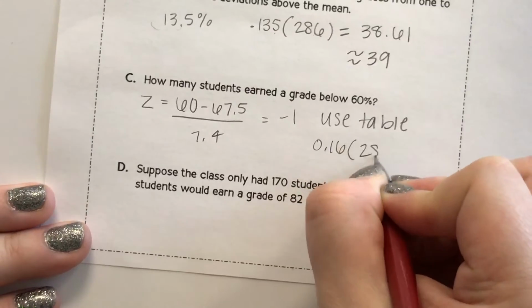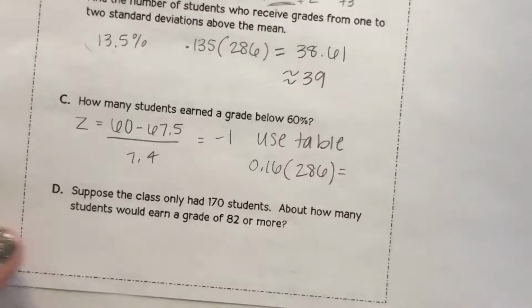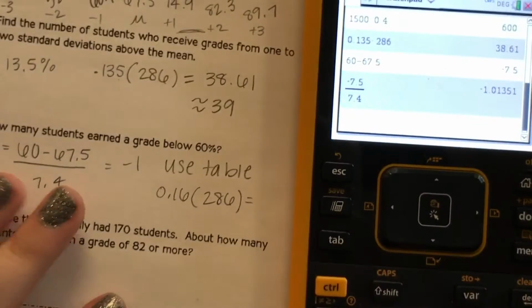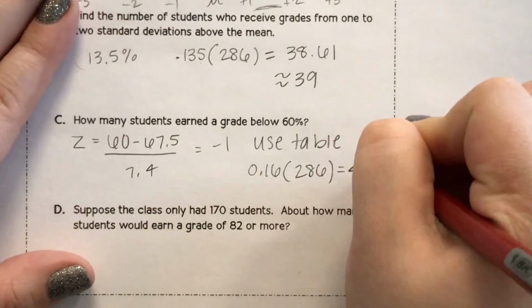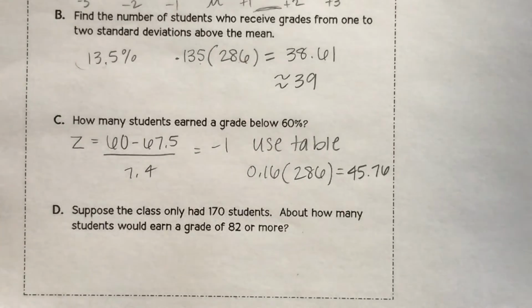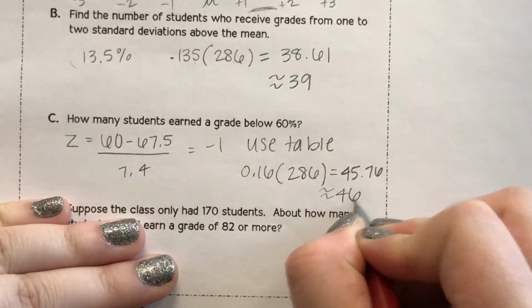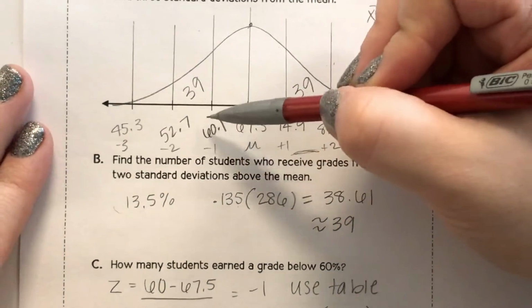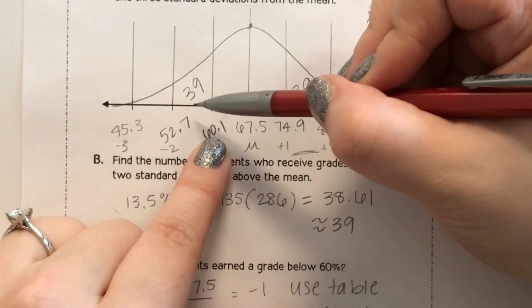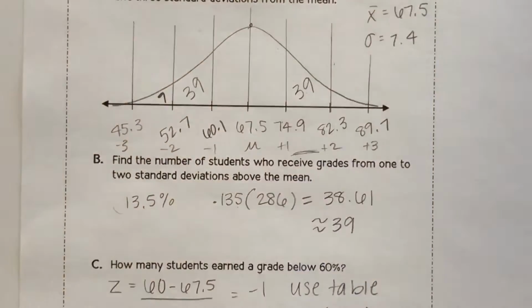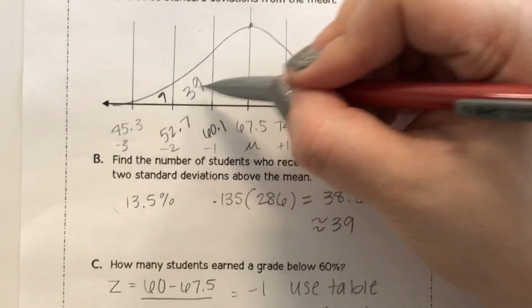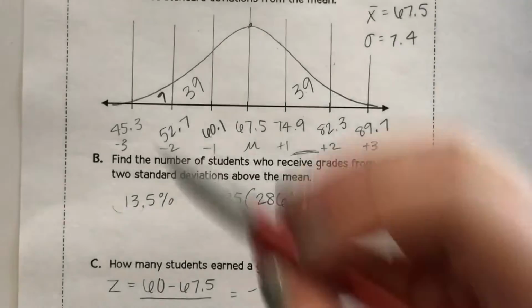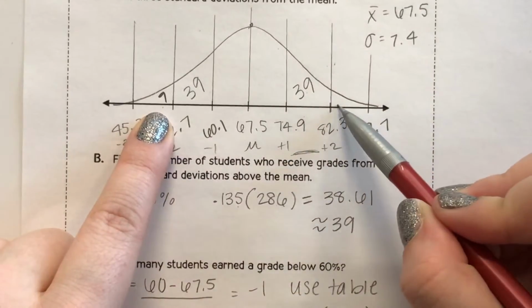We want 16% of 286 students, so 0.16 times 286, 45.76. So that's approximately 46 students, so we'll say approximately 46 are below negative 1, but we know that 39 are here below negative 1, which leaves 7 over here. Because we know a total of 46 are below negative 1, but we already know 39's here, so we need 7 more here. Which also means there's 7 more here.